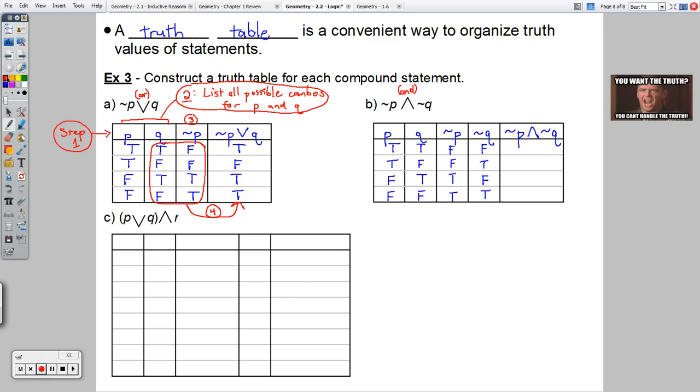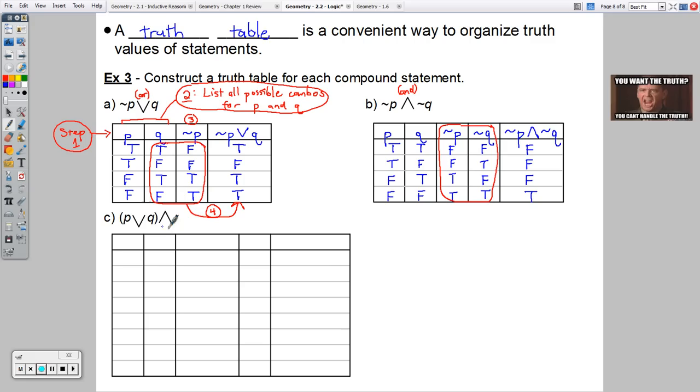So take these values right here, put them together using the word and, thinking about conjunctions where they both have to be true for the statement to be true. The only one that's going to be true then is this bottom row. That's the only one where both P and not Q are true. These other ones, since they're both not true, that means the whole statement is false.